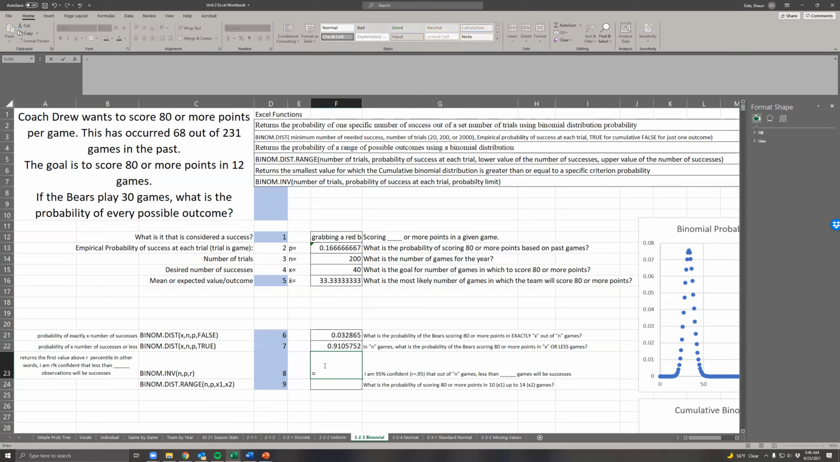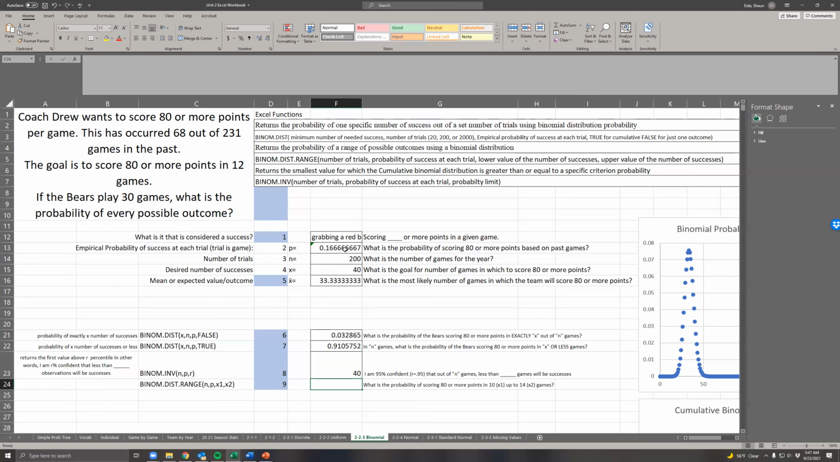So then we're going to do equals binom.inv. The number of trials is 200. The probability of success, and then we want to be, let's say, 90% confident. So we're going to put 0.9. And so we are 90% confident that 40 or less red balls will be chosen.